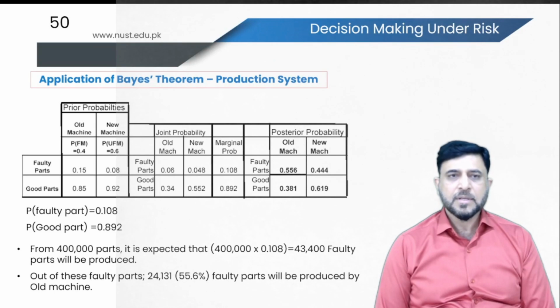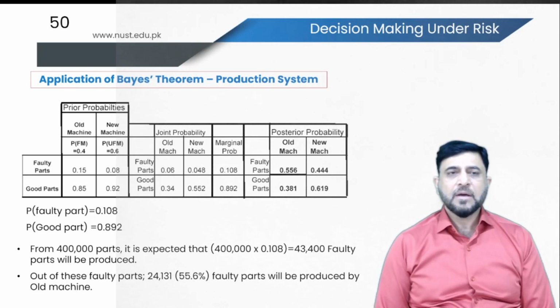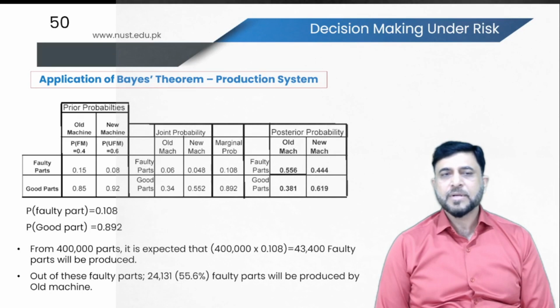So from this data we can calculate that from 400,000 parts it is expected that 400,000 multiplied by 0.108 probability of faulty parts means 43,400 faulty parts are expected to be produced. And out of the faulty parts, 24,131, which means 55.6%, will be produced by old machines only.